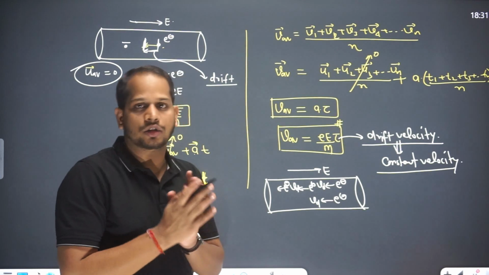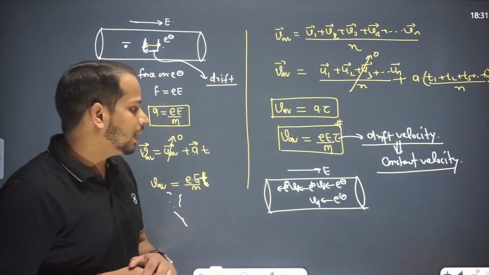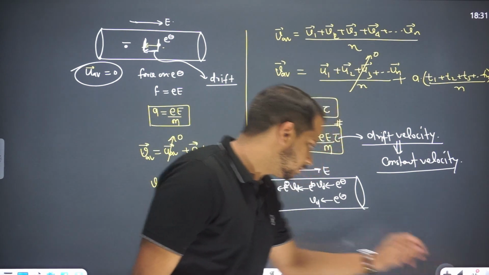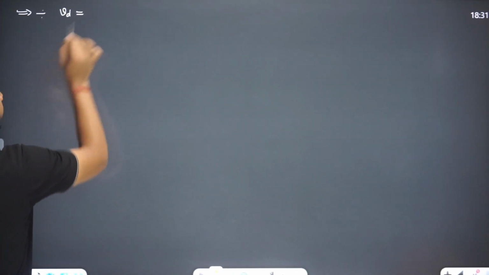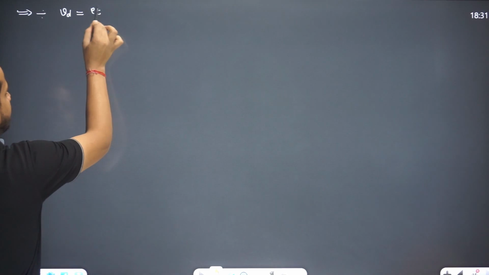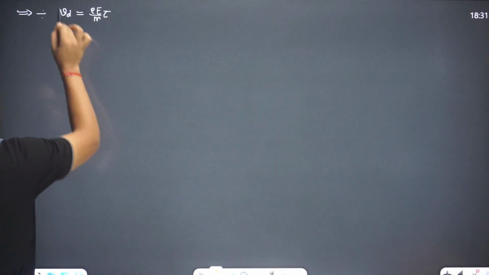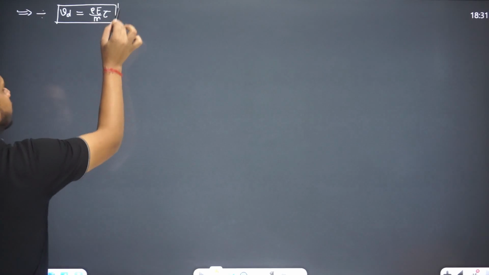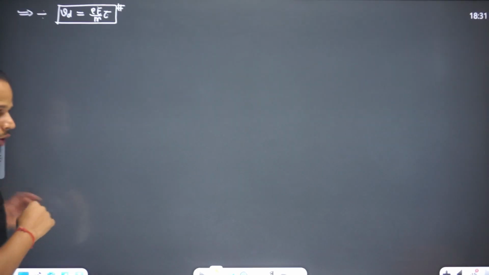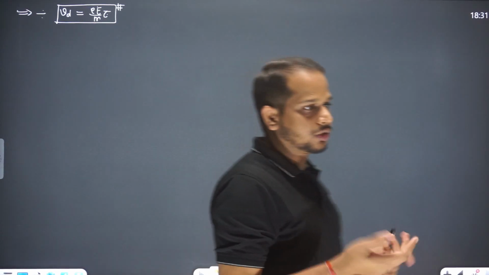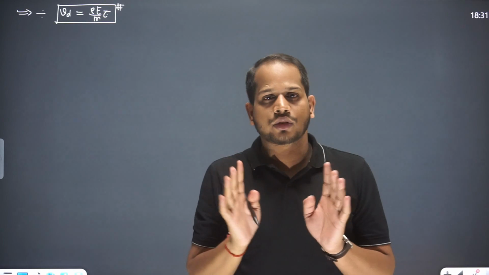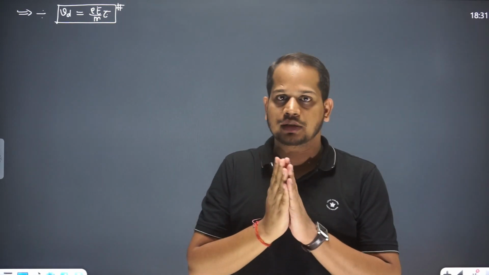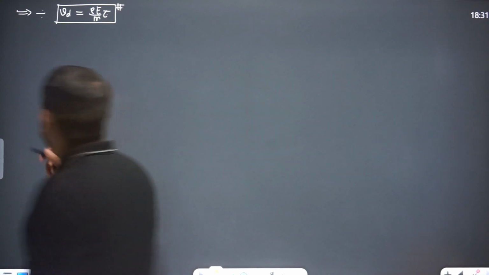There is another idea about this also. Let's see over here. First I am just writing the Vd over here. Vd is eE by m into tau. So simply we can say Vd depends upon the electric field as well as tau, because e and m are constant. e is the charge on the electron, that is 1.6 times 10 to the power minus 19 coulomb, and m is the mass of the electron, that is fixed, 9.1 times 10 to the power minus 31 kg, right? Okay, so just copy this one, then I will come to the next one.